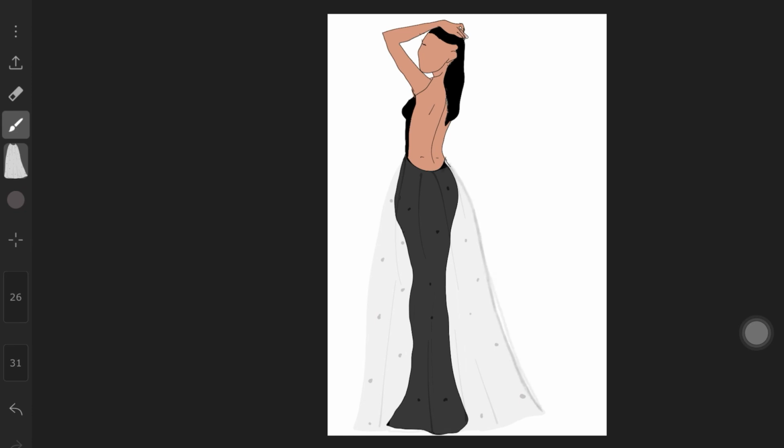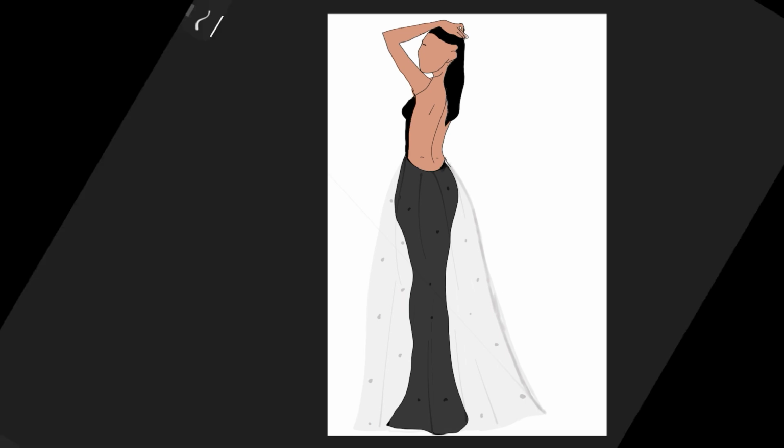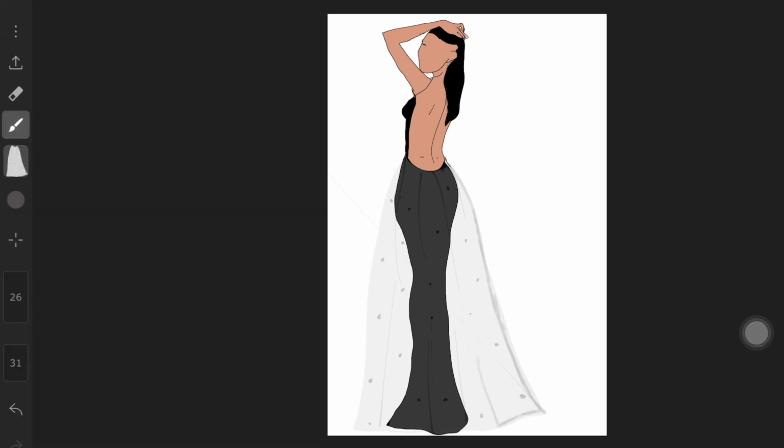Shade in the dress to give it depth and texture. You can use light shading to suggest the fabric is flowing and draped, and darker shading to show shadows and folds. Finish by adding any finishing touches, such as hair, accessories, or shoes.